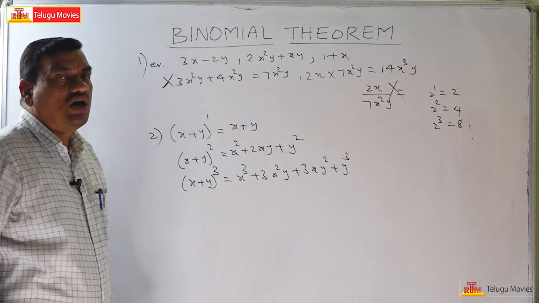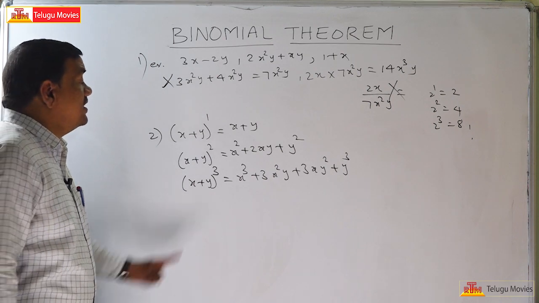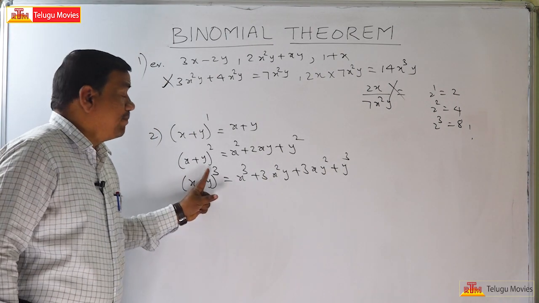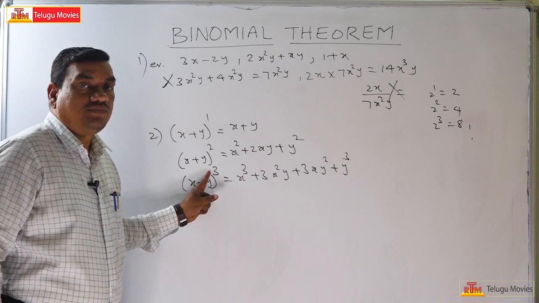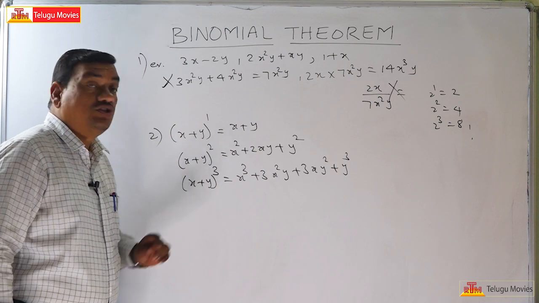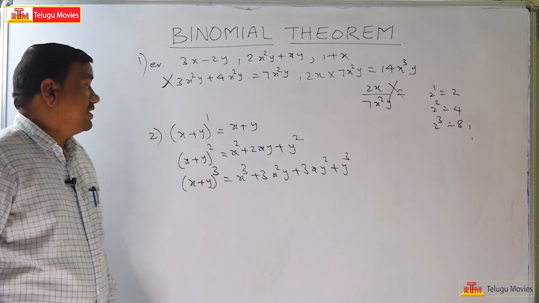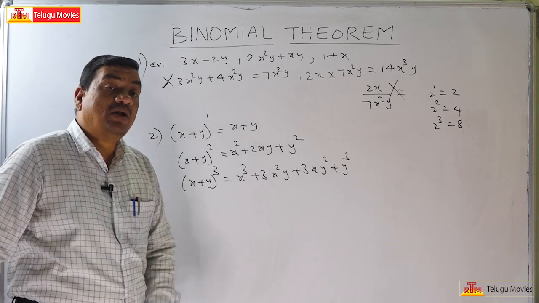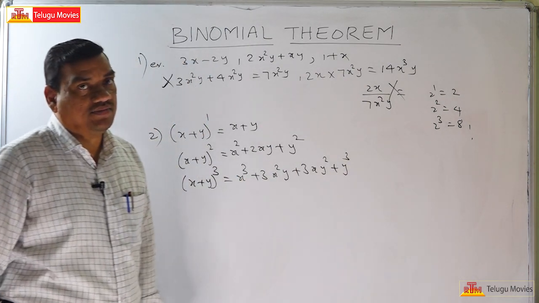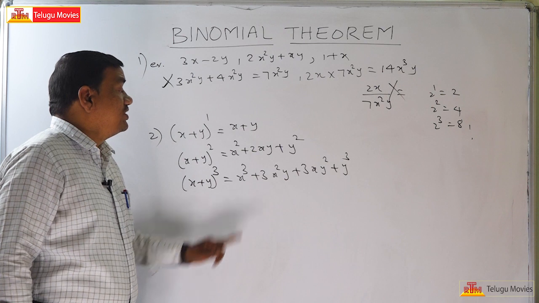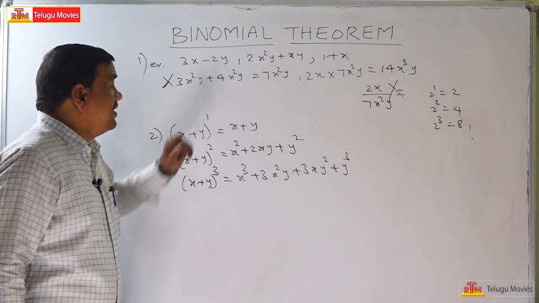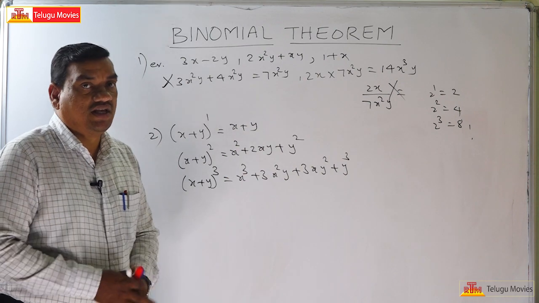The first thing you have to observe is the number of terms. Here the power is 3. First I am going to explain for positive integers, that means natural numbers. If the power is 3, see the number of terms: 1, 2, 3, 4. 4 terms are there. If the power is 2, see here 1, 2, 3. 3 terms are there. If the power is 1, 2 terms are there.